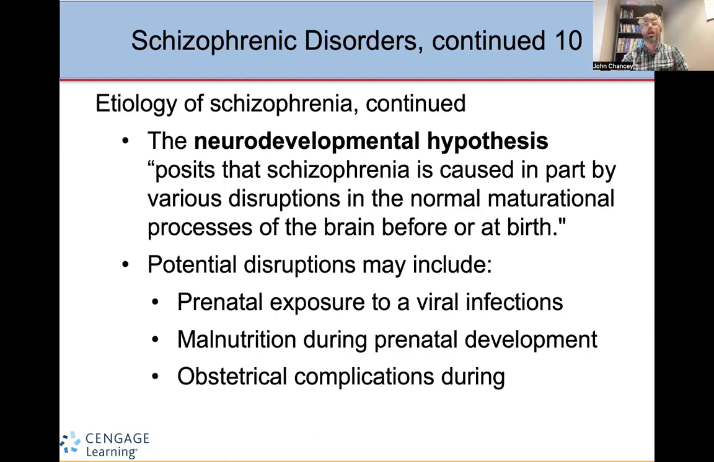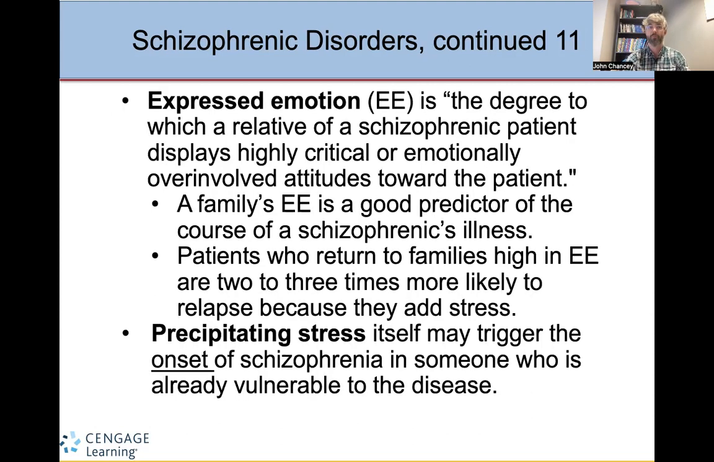Another hypothesis trying to explain the origins of schizophrenia is the neurodevelopmental hypothesis, which says that various disruptions to the brain at different points during development, especially during and after birth, are what we could possibly point to. So, for example, prenatal exposure to viral infections like the flu, malnutrition during prenatal development, and any kind of complications during pregnancy are potential risks that we could use to explain the origins of schizophrenia.